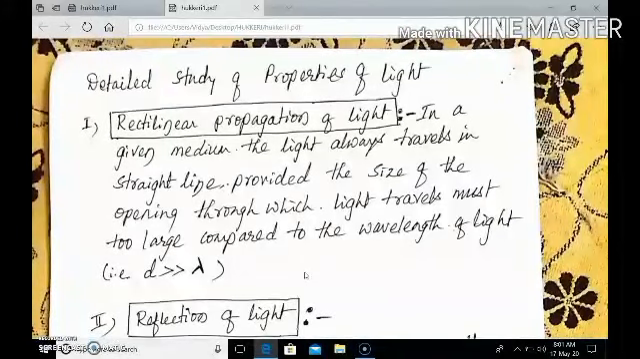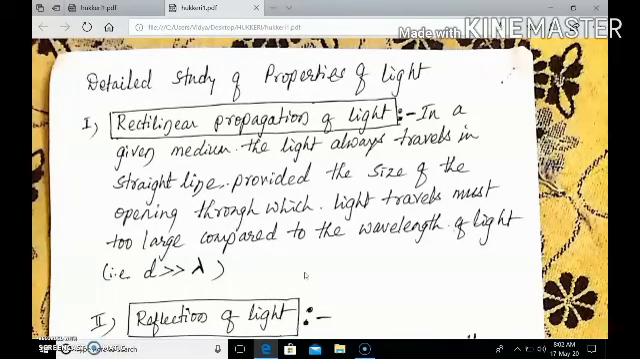Detailed study of properties of light. We have listed nearly 8 properties of light. All these properties of light we need to discuss in detail. Some properties of light can be explained on the basis of a particle nature of light, and other properties can be explained on the basis of wave nature of light.